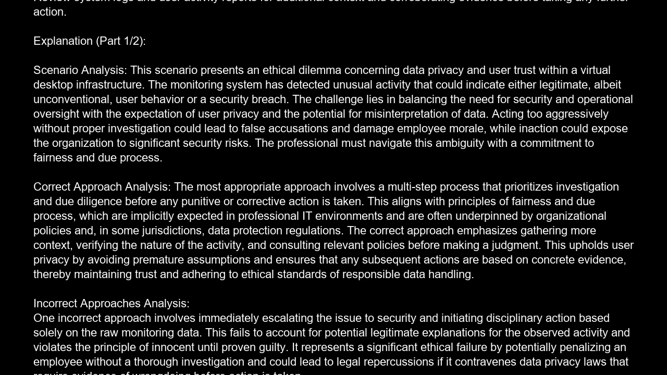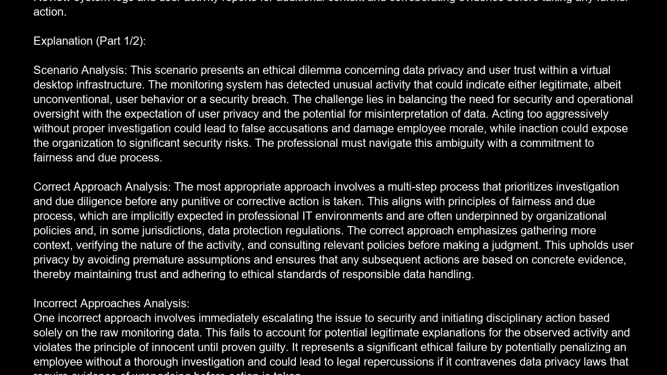Correct approach analysis. The most appropriate approach involves a multi-step process that prioritizes investigation and due diligence before any punitive or corrective action is taken. This aligns with principles of fairness and due process, which are implicitly expected in professional IT environments and are often underpinned by organizational policies and, in some jurisdictions, data protection regulations. The correct approach emphasizes gathering more context, verifying the nature of the activity, and consulting relevant policies before making a judgment.